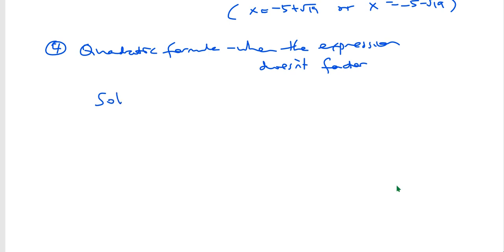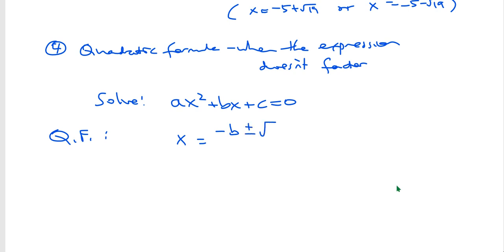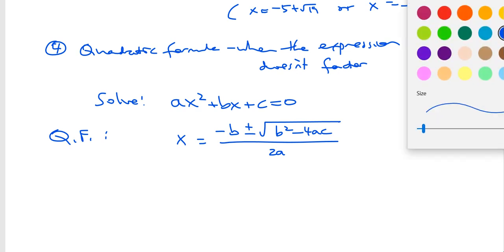If you want to solve ax squared plus bx plus c equals 0, then the quadratic formula says that x, your solution, is equal to negative b plus or minus the square root of b squared minus 4ac, the whole thing, over 2a. Yep, that's right. That's the formula.